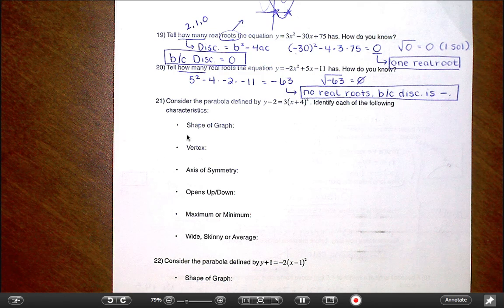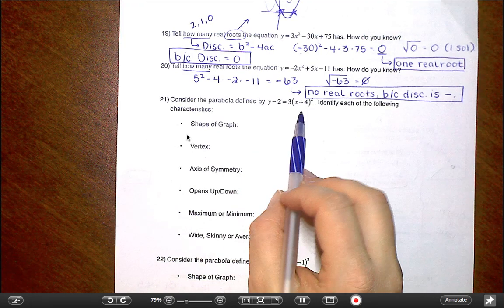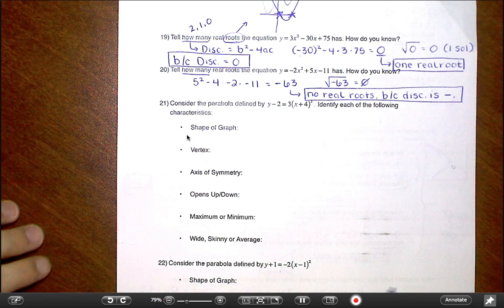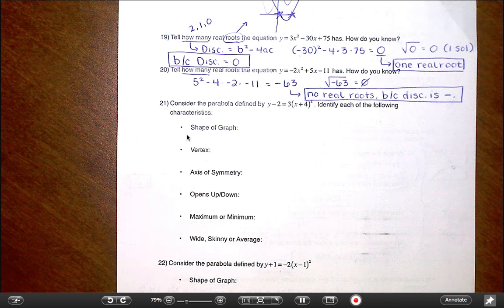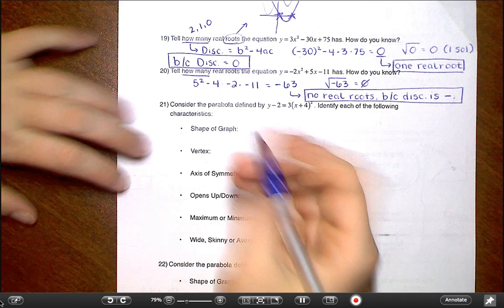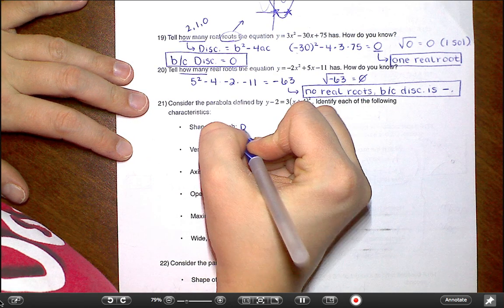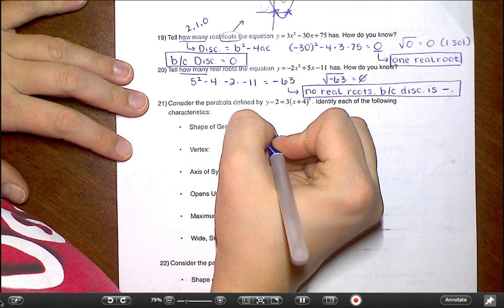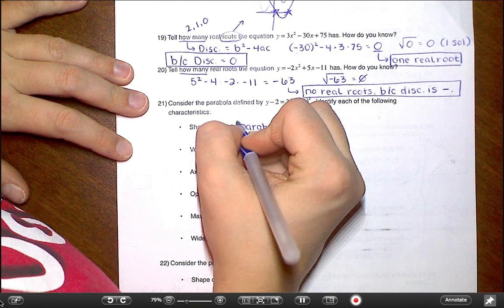On to some of these questions about properties. Consider the parabola defined by this equation. Identify all of the following characteristics. First of all, shape of graph. I want to know what the name of the graph is, and I will tell you it's given away in the problem. The name of any graph that has an x squared in it is always just going to be a parabola. Almost a dumb question, but easy points, don't get it wrong.